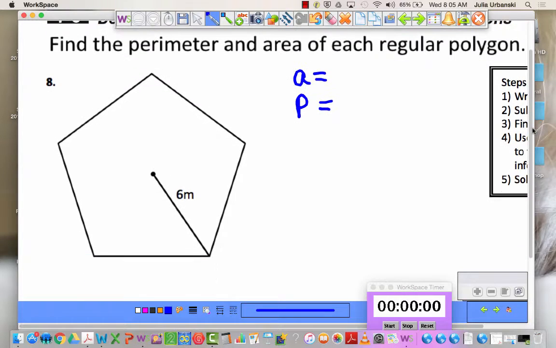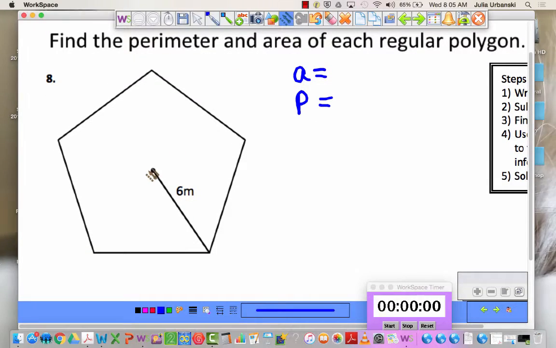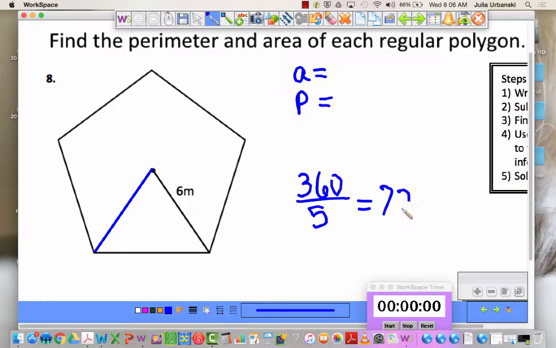Okay, so we're going to have to make our little triangle here, and the slanted side is 6. Before we cut it in half, we need to know what degrees we're dealing with. So we always start with 360, and we divide by the number of sides. How many sides here? 5. So if I remember right, that makes 72. Please correct me if I'm wrong. Okay, so this angle right here is 72.